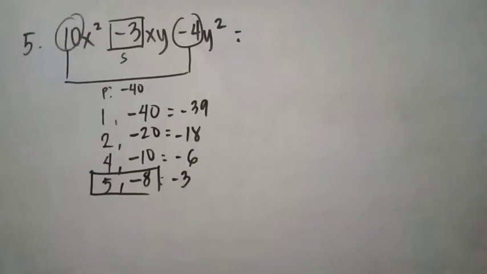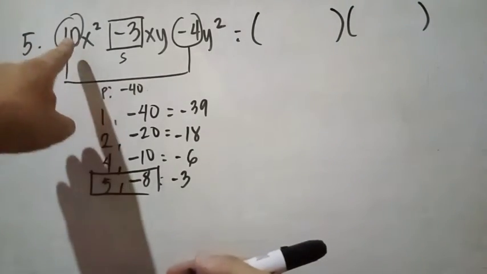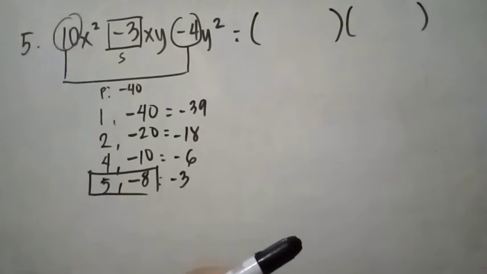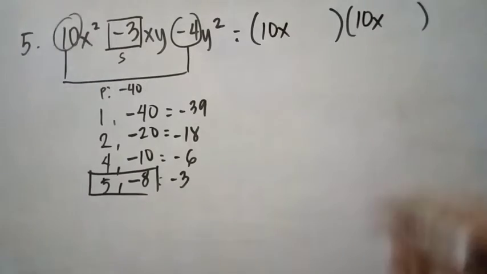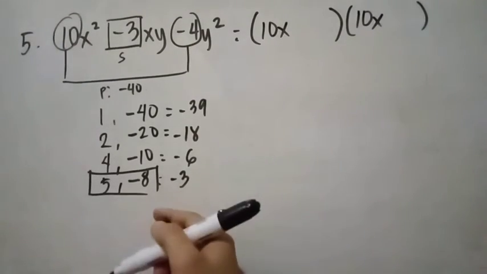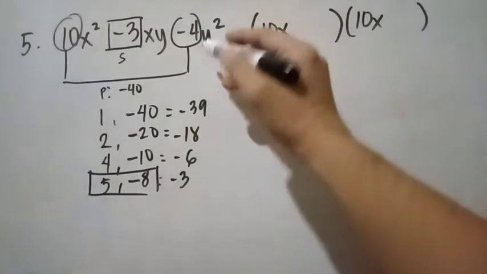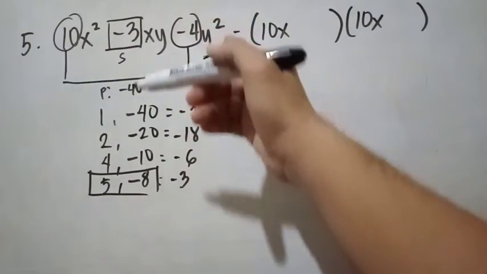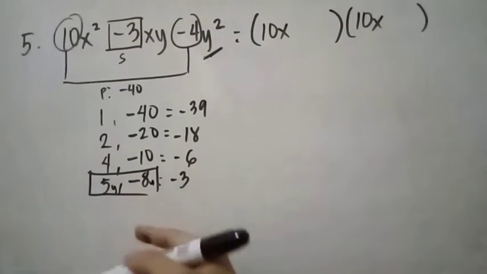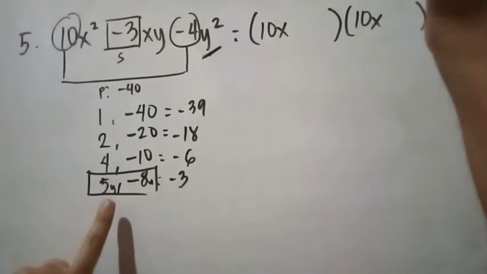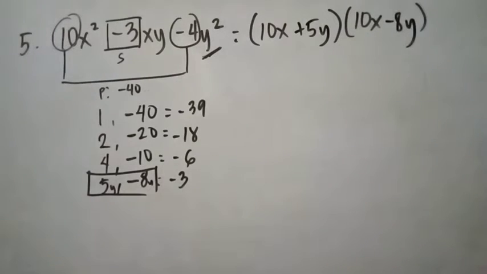Ayan. Next, para sa binomial factors, ayan. Tapos, yung first term natin ay 10x². So, dapat yung first terms ng binomial factor ay 10x. Ayan. Tapos, yung last term ng binomial ay positive 5 at saka negative 8. Kaya lang, once again, may y² sa last term. So, dapat magkarugtong yung y. Ayan, lagyan natin ng y dyan. So, that yung last term ng binomial ay positive 5y and negative 8y.